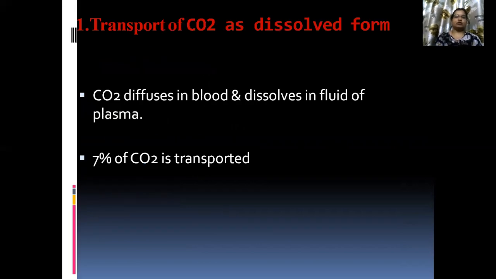First, transport of carbon dioxide as dissolved form. Carbon dioxide diffuses in blood and dissolves in fluid of plasma. Only 7% of carbon dioxide is transported as dissolved form.